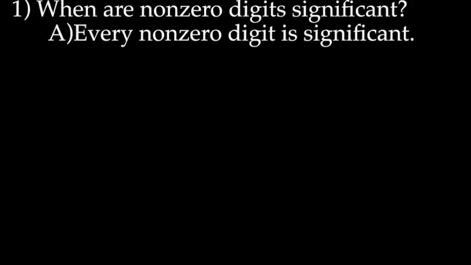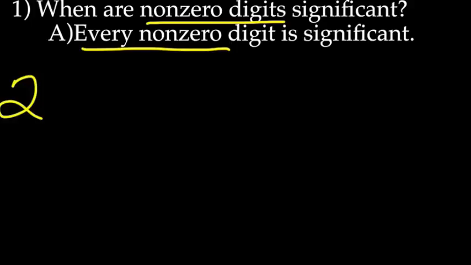So when are non-zero digits significant? A non-zero digit is a digit that is not a zero. So a 1, a 2, a 3, a 4, a 5, a 6, a 7, an 8, or a 9. Okay, and luckily this rule is super easy. Every non-zero digit is significant. Let's try a few examples.